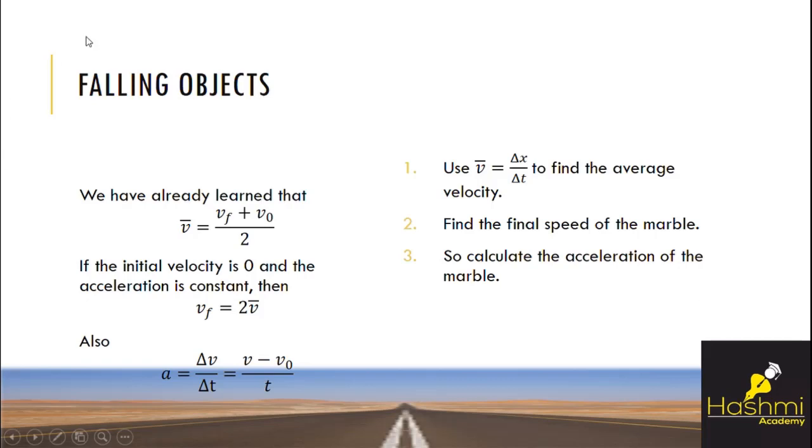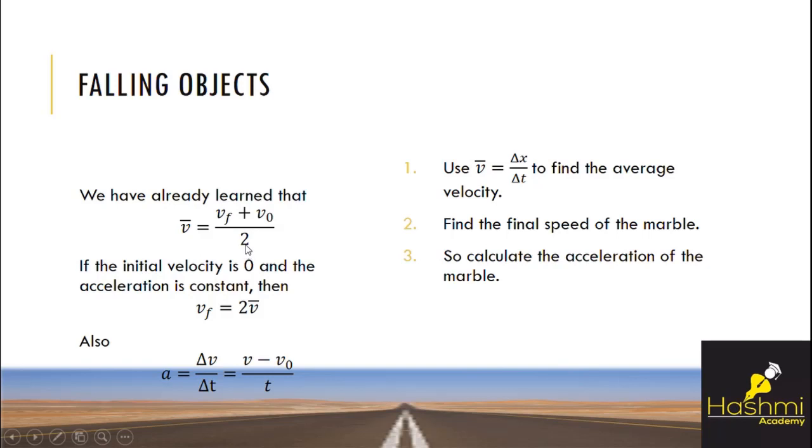One important thing that we have to consider in kinematics is falling objects. If your objects are going to fall, what would be the parameters, what conclusions can be drawn for such objects, and what is the physics behind it? So let's start. We have already learned that your average velocity can be written as the initial velocity plus the final velocity, divided by 2.